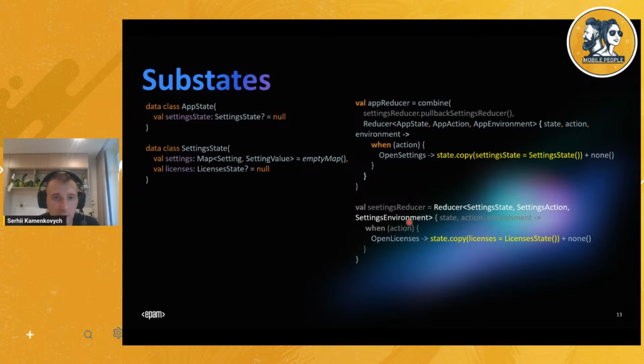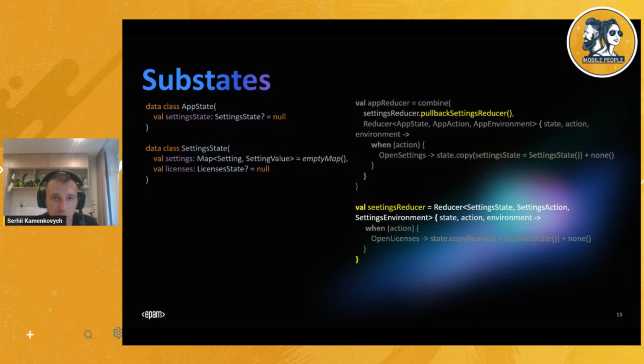This event is also called on enter or unwrap in the terminology of the library. But as you can see, settings reducer have different types than our app reducer. So how can some action on setting screen, like open licenses, affect our app state? As you remember, we have the only app state instance within the app and app reducer that is currently connected to our store. Here we come to the very powerful tool, which is called pullback. Pullback allows us to transform the substate actions and states into parent ones and vice versa.